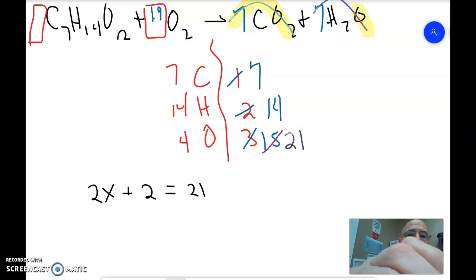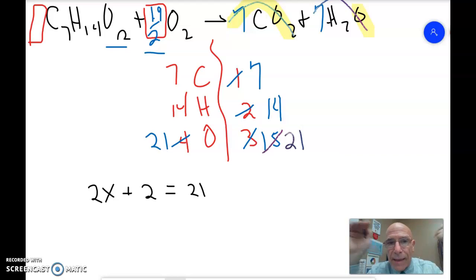So you say 19 halves. How can you do that? I thought those coefficients have to be whole numbers. They do. Whole number ratios, remember. So 19 halves, would that work? 19 halves times 2, because O2 is a diatomic molecule, means I'll have 19. 19 plus the 2 oxygens here is going to give me 21. So that works. The problem is I can't leave 19 halves as my coefficient.